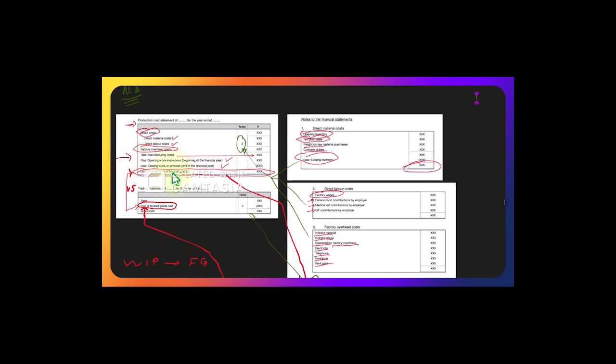And what does this provide us? The cost of production of finished goods. This cost of production of finished goods, ladies and gentlemen, is the one that is going to help us in the trading statement. All right. So the trading statement will be sales minus the cost of finished goods sold, which will provide us the profit.